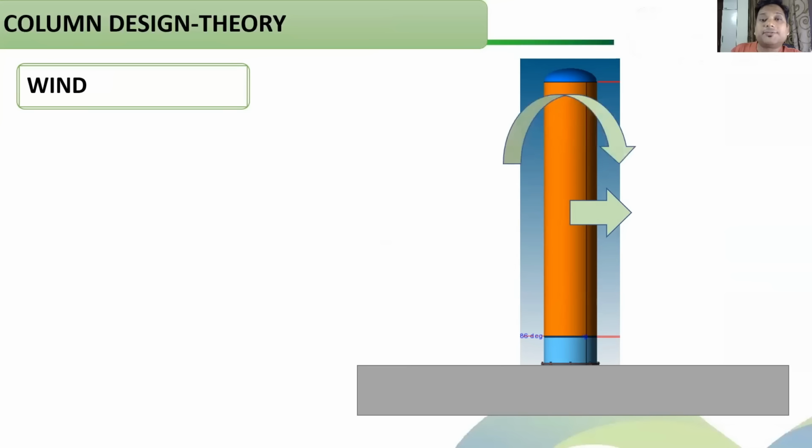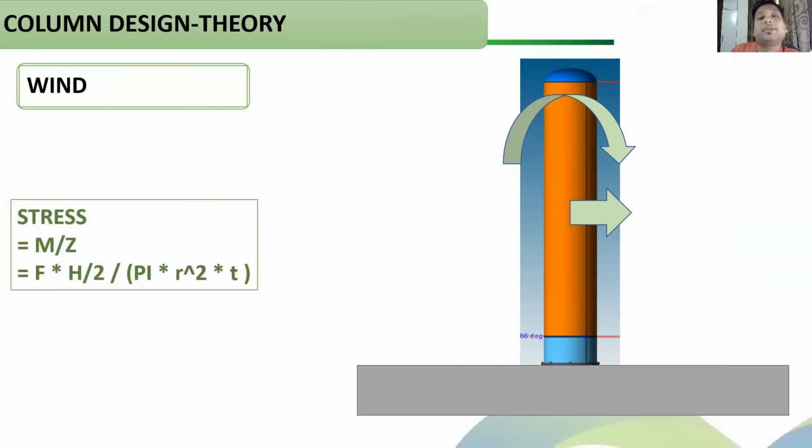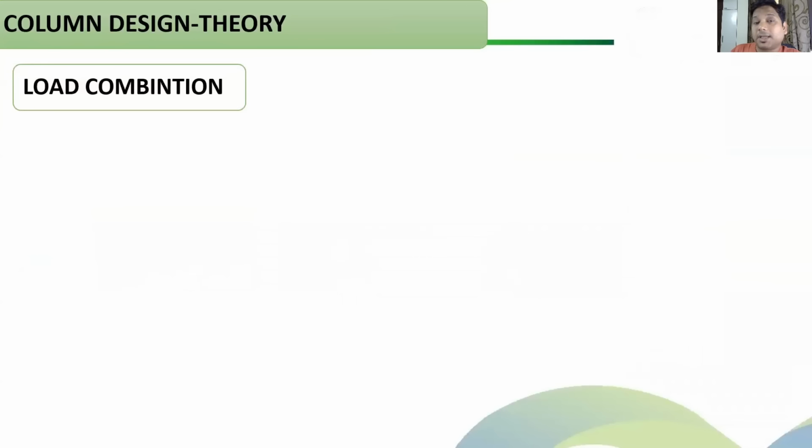This force again I'll apply at the centroid, the center of this area of this column. It will give us moment, and once I have the moment, same formula, M by Z, section modulus, we get the bending stress. Again, similarly, like we saw in seismic, there will be positive on one side, at the windward side where the wind is coming from. At the leeward side, it will be compressive, so negative.